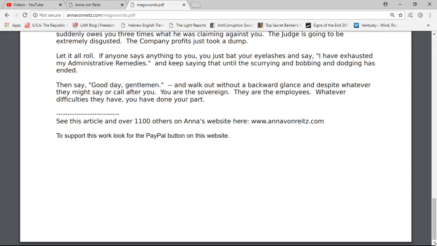Let it all roll. If anyone says anything to you, you just bat your eyelashes and say, "I have exhausted my administrative remedies," and keep saying that until the scurrying and bobbing and dodging has ended. Then say, "Good day, gentlemen," and walk out with a backward glance, and despite whatever they might say or call after you, you are sovereign. They are the employees. Whatever difficulties, you have done your part. And I like it because Anna has an article that says you might have to talk in Tarzan speech: me employer, you employee, kind of thing, like me Tarzan, you Jane.